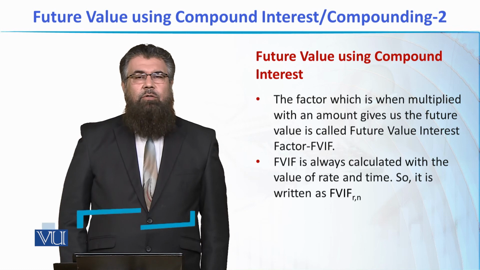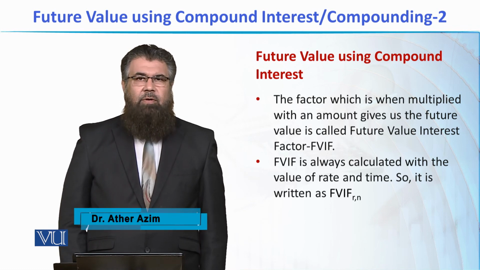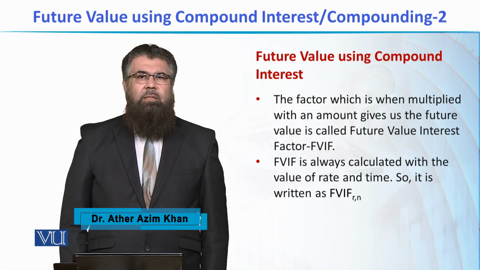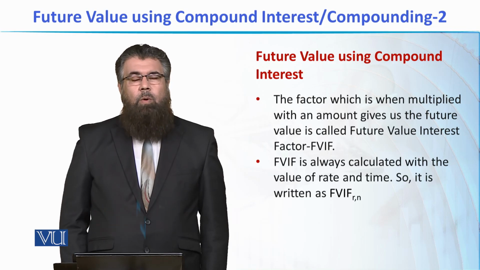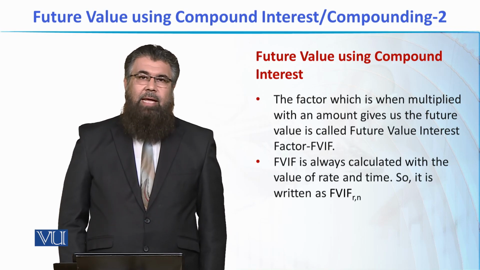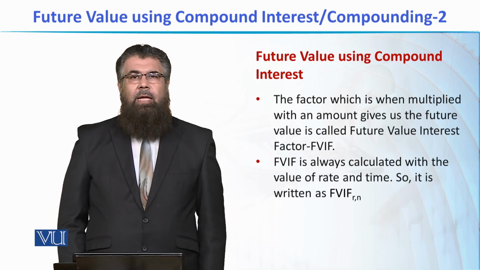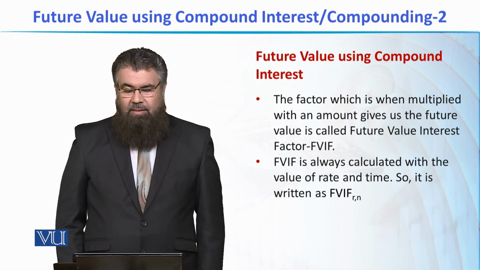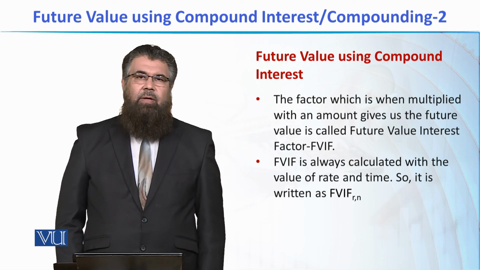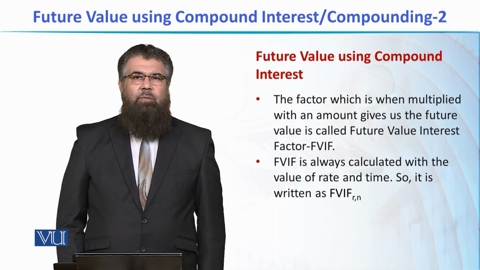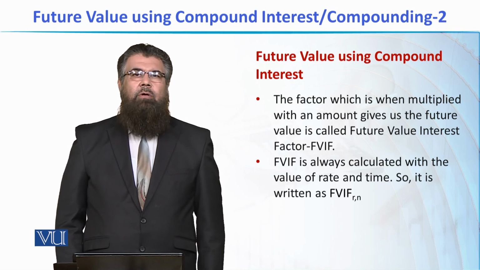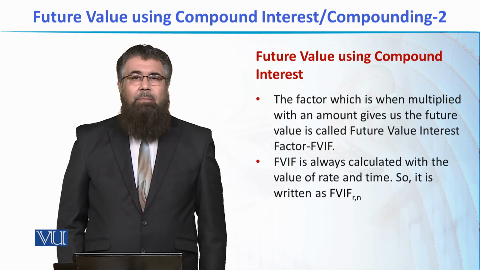We discussed that to calculate the future value of an amount, what we do is multiply the present value with a factor, which was 1 plus r raised to the power n. 1 plus r raised to the power n is called the future value interest factor, that is FVIF. And this factor is multiplied with the principal or the present value every time in order to get the future value of any amount.